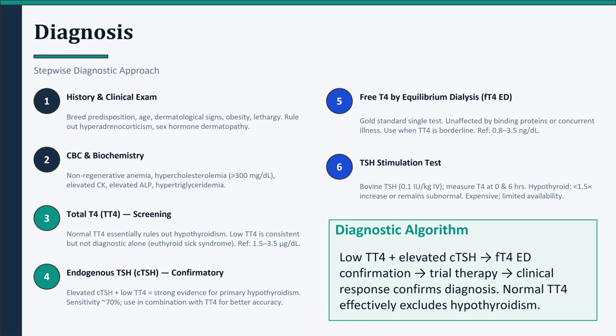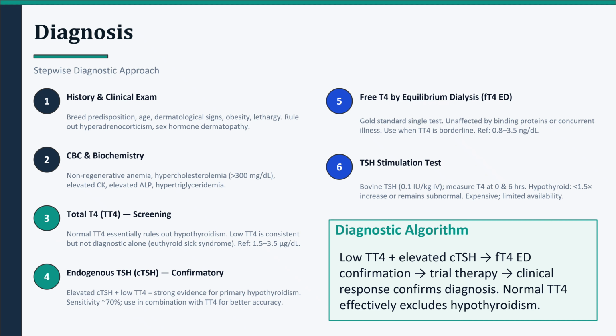Step 5. Free T4 by equilibrium dialysis. This is the gold standard single diagnostic test. It measures only the biologically active, unbound fraction of T4, making it unaffected by binding proteins or concurrent illness. The reference range is 0.8 to 3.5 nanograms per deciliter.